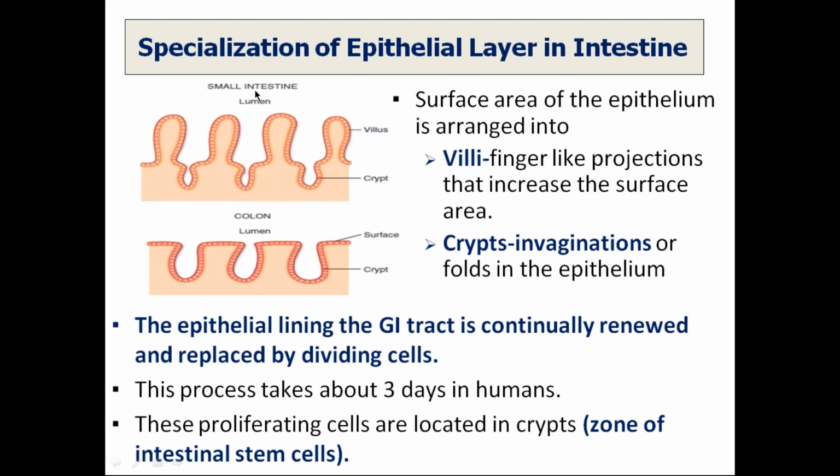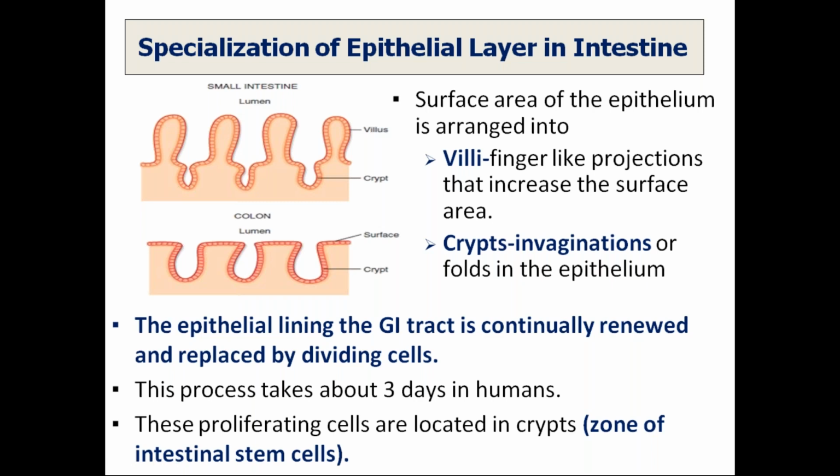If you compare the small intestine with the large intestine, that is the colon, you can see the difference in the epithelial layer. In the small intestine, there are numerous finger-like projections called villi, whereas in the colon the projections are not that numerous, because in the colon it is primarily the absorption of water which occurs.